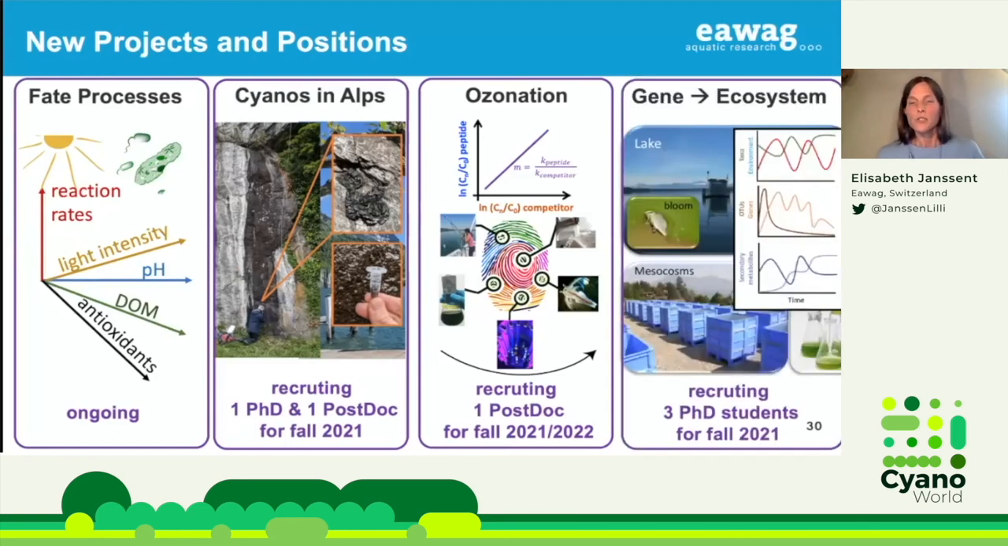And the last project is a very large interdisciplinary project in collaboration with microbiologists, ecologists, and me from the environmental chemistry side. Here we really look at a model lake from the genes to the ecosystem effects to understand why toxic cyanobacteria often dominate, or when and why do they dominate. So we have studies that are conducted in the lake, in mesocosms, but also in the smaller microcosms in the lab, and are recruiting three different PhD students by the end of this year, or based on who we can recruit.